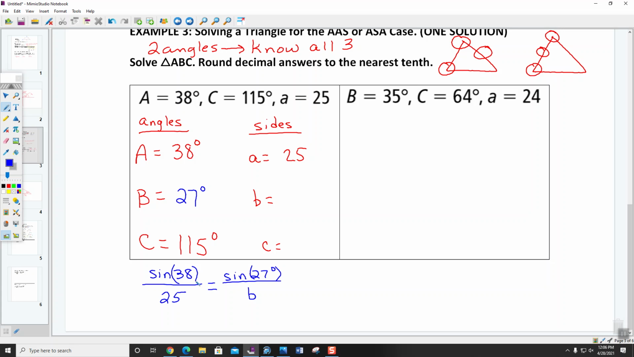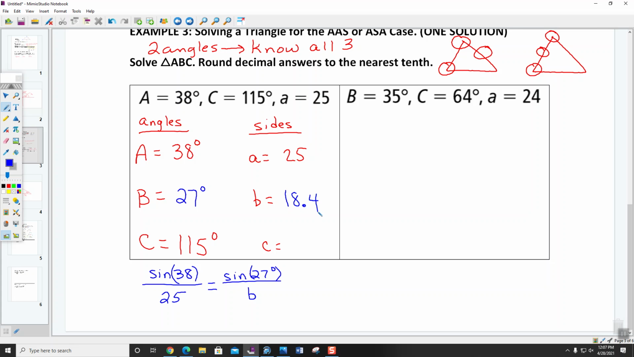When you do sine of 27 times 25 divided by sine of 38, again, make sure you're putting parentheses around the degree measures. I'd say nearest tenth would be good. 18.4. Any confirmation out there, kids? Okay. So 18.4 units.